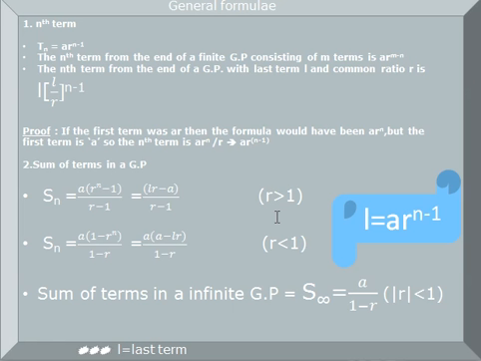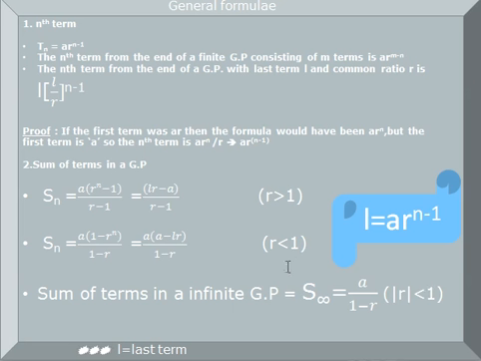And if the value of r is 1, then you just get the same term every time. So if the first term is a, the nth term is a, and every term will be a because the common ratio is 1, right? Then the sum will be just na.